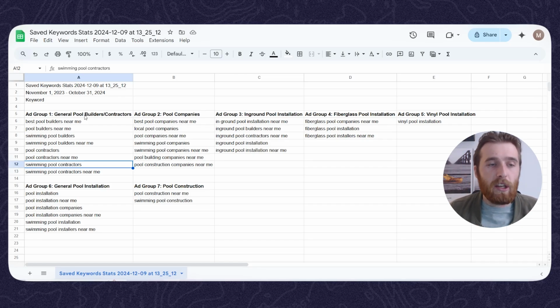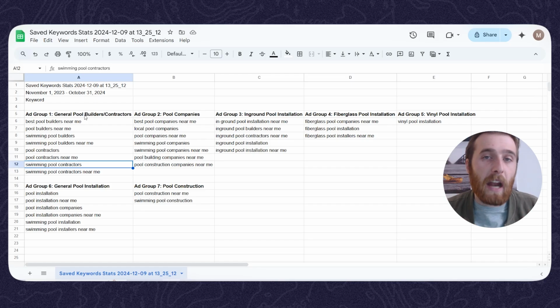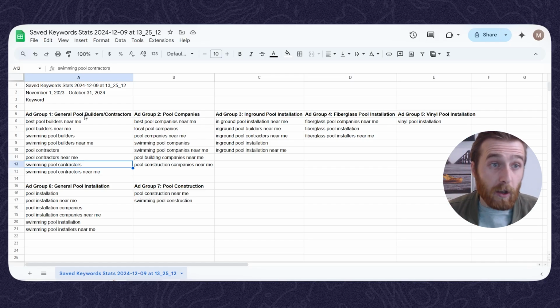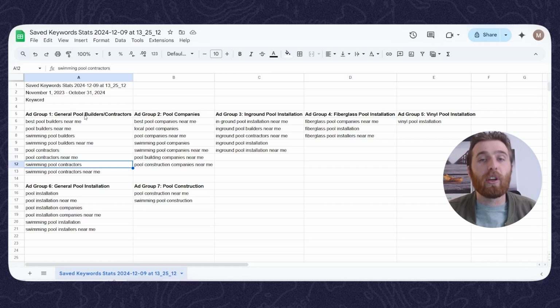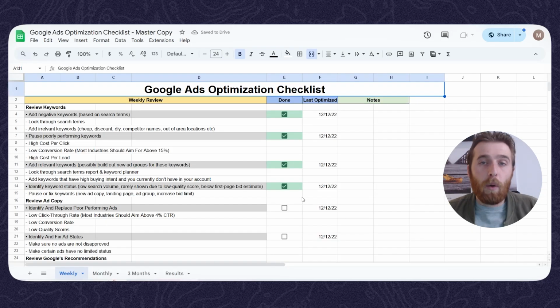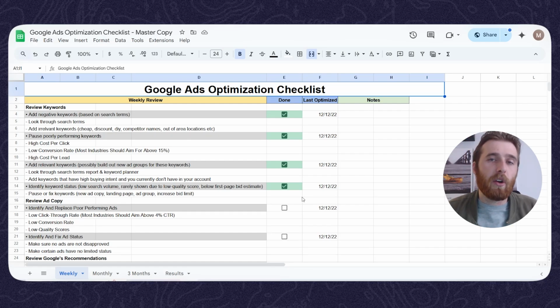Now, if I were to continue building this out, I would actually create these ad groups inside of Google Ads, and I would write specific ads for each one of these ad groups. It's super important because you're able to get a higher quality score, which lowers your cost per click, which allows you to get more leads and more sales at the end of the day, and allows you to have more account success overall.